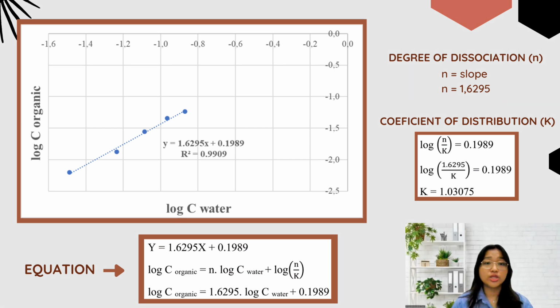From the equation, we know the value of the degree of dissociation is 1.6295, which is equal to the slope. And based on the calculation, the value of the distribution coefficient is 1.03075.